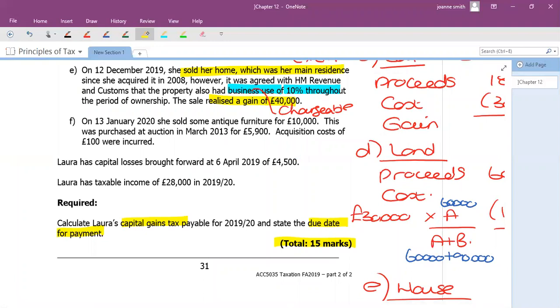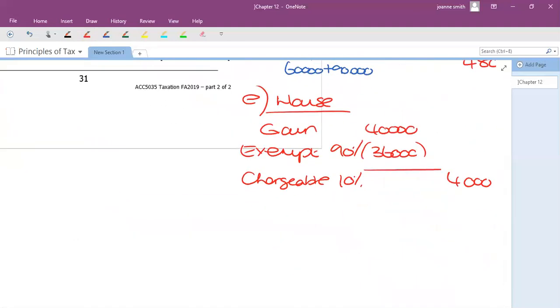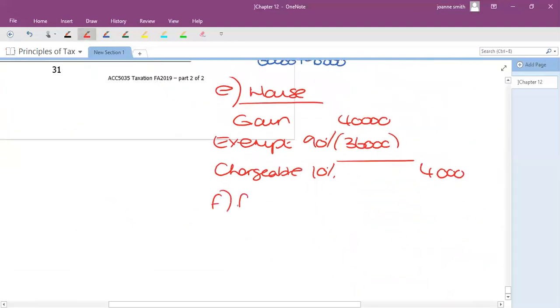And the final one we've got then, some antique furniture. It's another chattel that we're dealing with. We bought it originally for 5,900. We're selling it for 10, and the costs to buy were 100. So it's a straightforward gain calculation for the furniture: proceeds and cost.